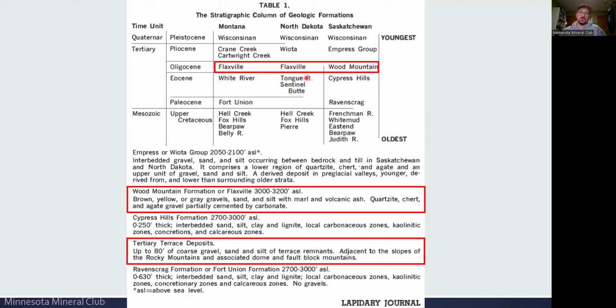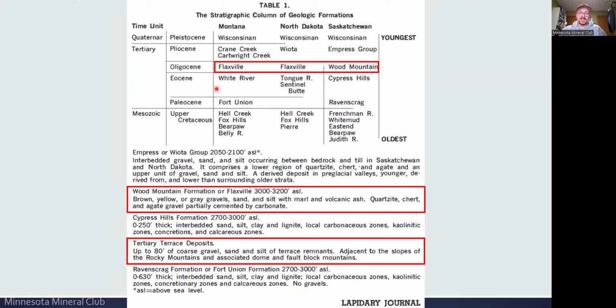Some of these formations, as you cross borders, will change names. For example, your Flaxville gravels, which are known to include Montana agates, are also known as the Wood Mountain once you cross the border into Saskatchewan, Canada. The Flaxville and Wood Mountain formations here are described as brown, yellow, gray gravel, sand, silts, marl, and volcanic ash, with quartzite, chert, and agate gravel that is partially cemented by carbonates. This is found in the Oligocene, from 33.9 million years ago to about 23 million years ago.